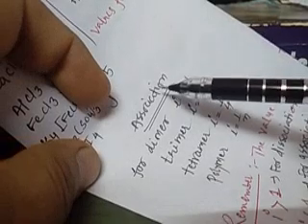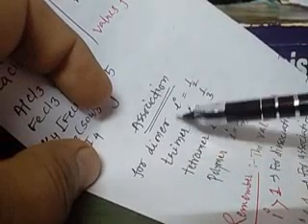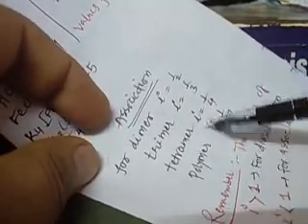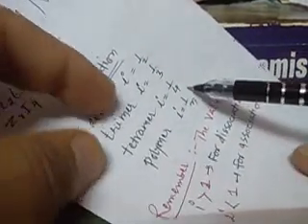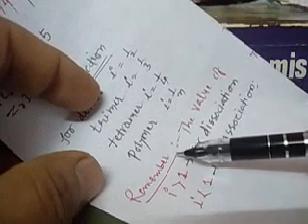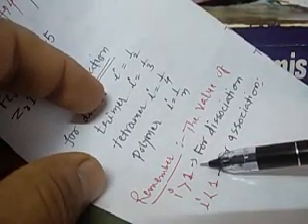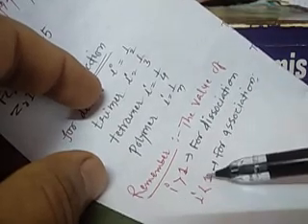Now suppose there is an association. What happens in case of association? If there is a dimer, the value of i is equal to 1/2. If there is a trimer, the value of i is equal to 1/3. If there is a tetramer, the value of i is equal to 1/4. If there is a polymer, the value of i is equal to 1/n. Remember, my dear students, that the value of i is always greater than 1 for dissociation and less than 1 for association. So that is how we can understand i.